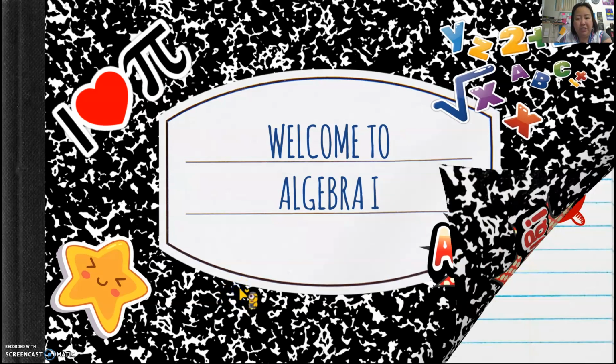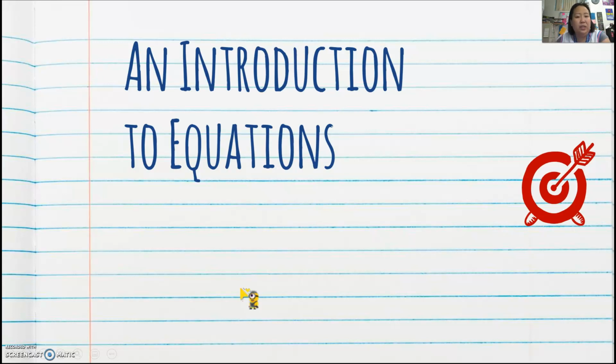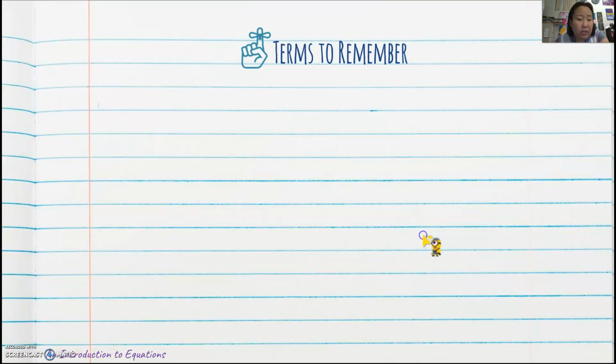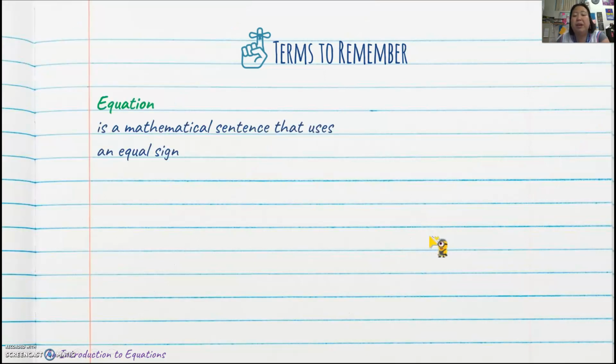So we will be continuing our discussion, and this time we will be talking about introduction to equations. Our goal is to determine if a value is a solution to an equation. Now, what is an equation? An equation is a mathematical sentence that uses an equal sign, meaning the left side and the right side are equal to each other.